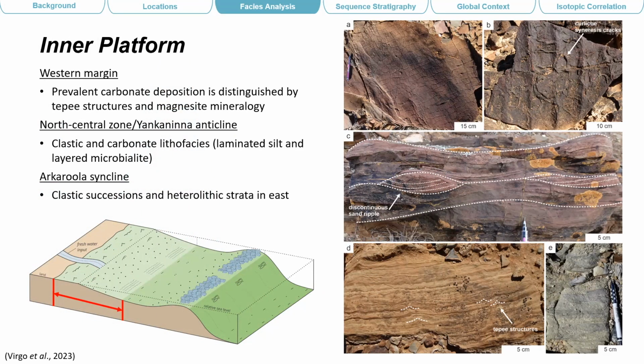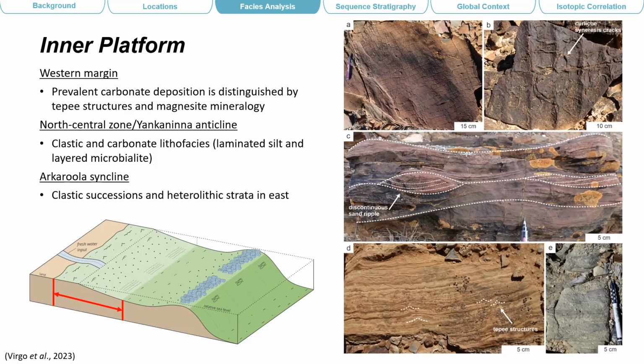In the north central zone, so in Mount Lyndhurst and in Yankonina, we see more balanced clastic carbonate deposition with a lot of laminated silts and layered microbialites. Oh, I should also just point out what you're looking at. So the TP structures are in photo D in the bottom left. Some of the magnesites are in E.